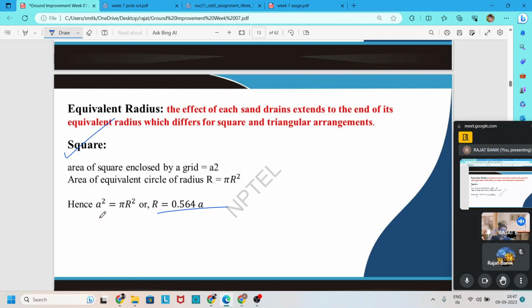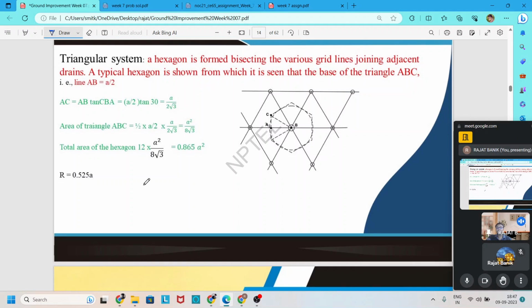So the equivalent radius here is equal to 0.564 times the spacing. For a triangular pattern, it is equal to 0.525 times the spacing. And we also know that the area of this equivalent circle for a triangular pattern is equal to 0.865 times the square of the spacing. So by this formula we can easily find the equivalent radius.